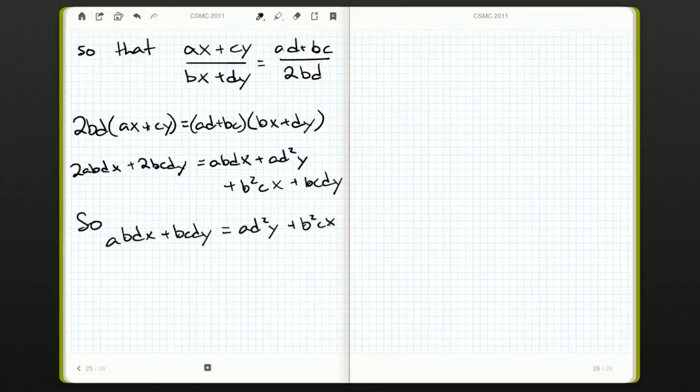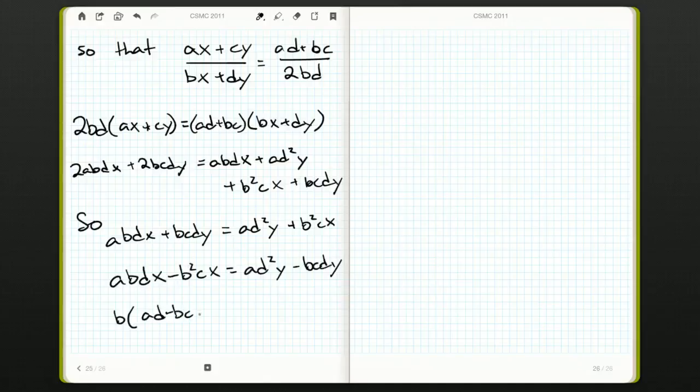Okay. Once again, just like we did in the first case, we want to rearrange and collect like terms. So we'll bring all the x's onto one side. ABDx minus B squared Cx. And AD squared y minus BCDy. We can take out a common factor of B here. B(AD minus BC)x. And we can take out a common factor of D here. D(AD minus BC)y.